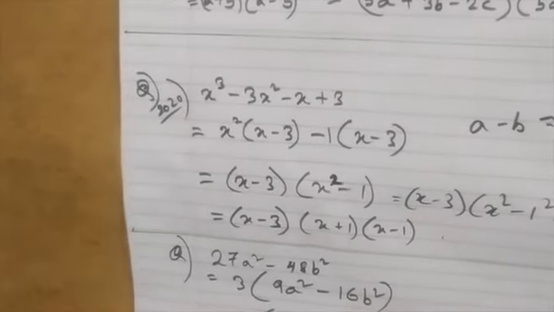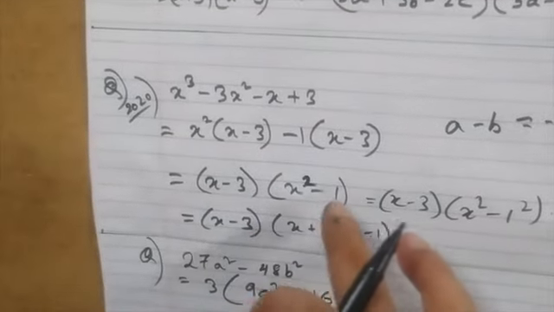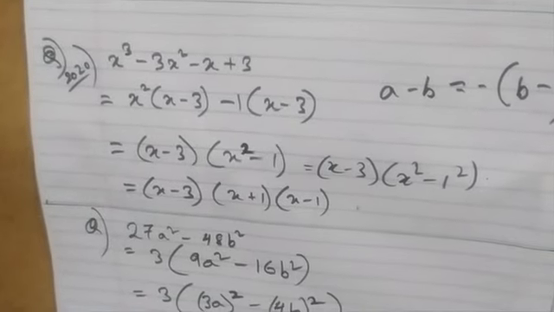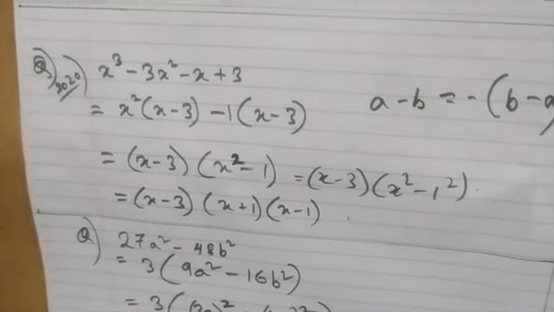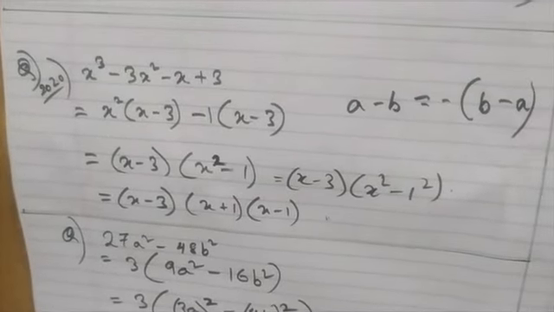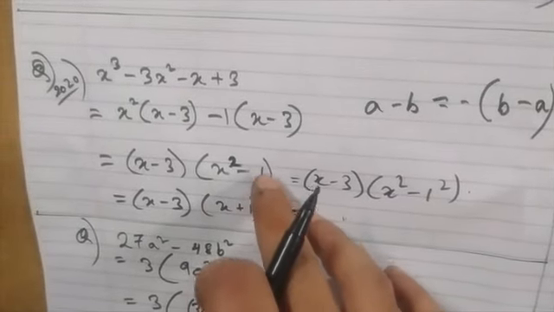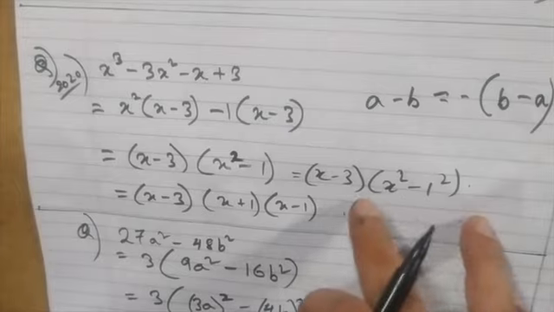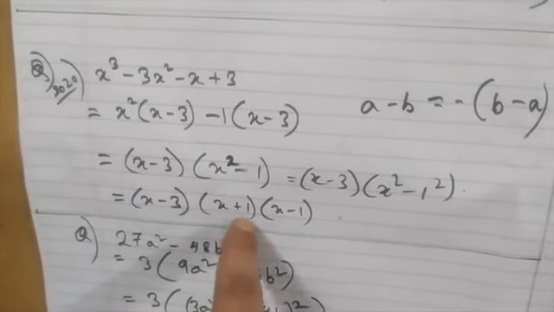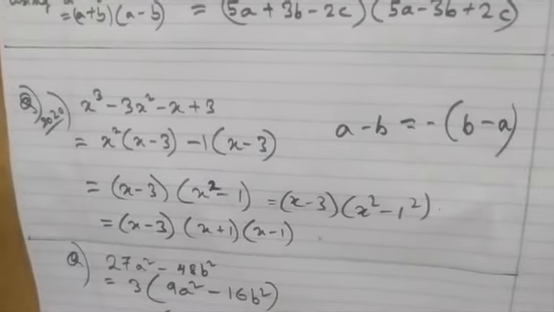So x − 3 you can take common, and within brackets will be x² − 1. Now remember, in factorization you have to factorize into maximum possible factors. You have done factorization in class 7 and 8; once again, this is a revision chapter kind of. So x² − 1, I am breaking up as x² − 1², which is a² − b² form. So (x − 3)(x + 1)(x − 1), maximum possible factors.